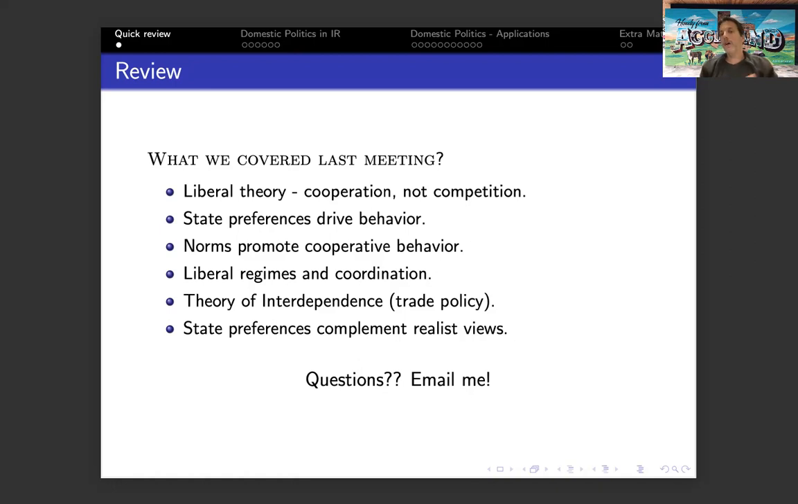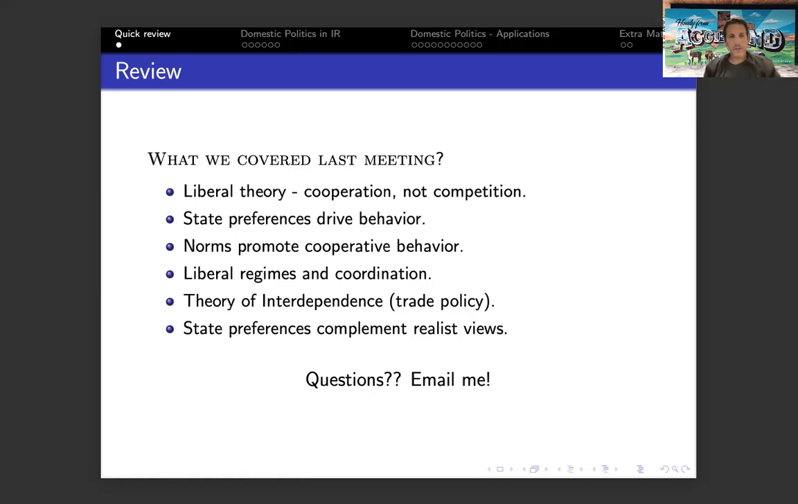The elements that we talked about that are very important within this theory: norms, how important norms are in promoting cooperative behavior, not necessarily actions that are mandated by laws, but mostly patterns of accepted behavior that everybody accepted, that this is the behavior we should engage in, and those are norms. And then we talked about liberal regimes and how they increase the likelihood of coordination between states, and how that affects interactions between states in the international system.